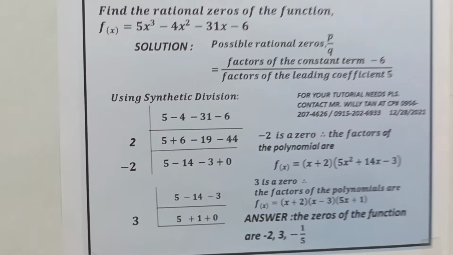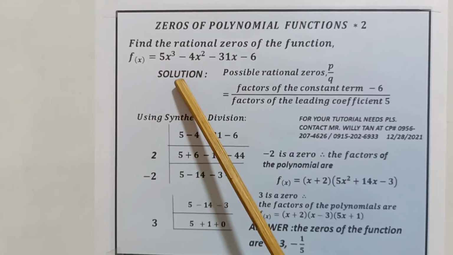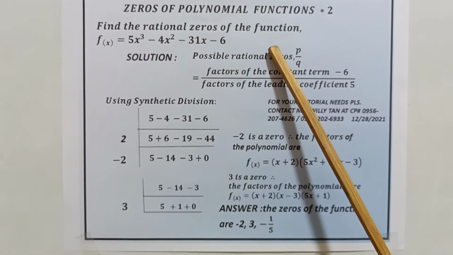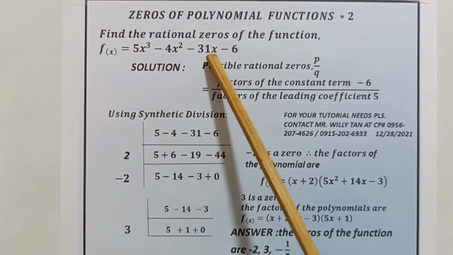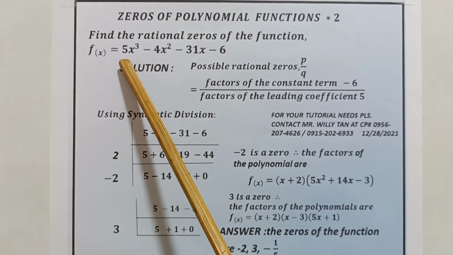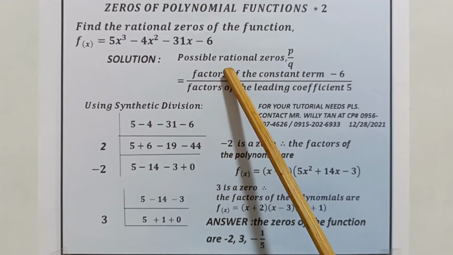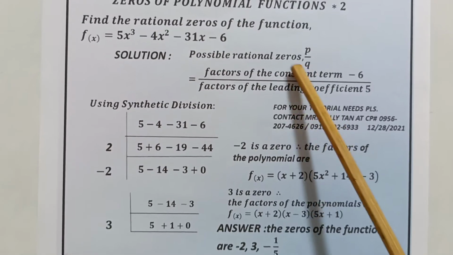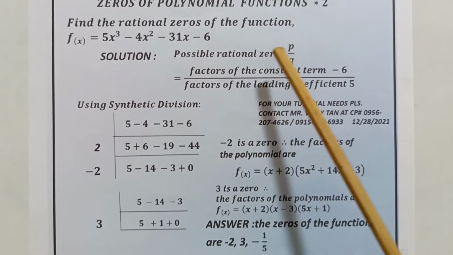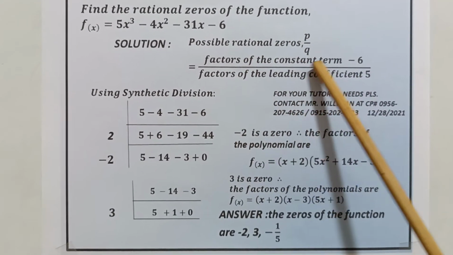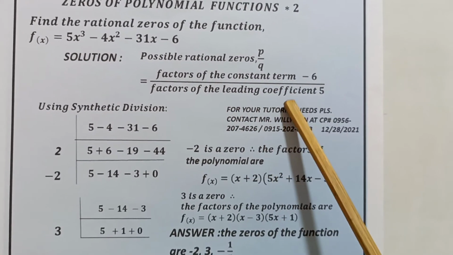Again, we are asked to find the rational zeros of the given polynomial f of x equals 5x cubed minus 4x squared minus 31x minus 6. Since the leading coefficient of this polynomial is not 1 but 5, we're making use of this relation here. The possible rational zeros are P over Q, where P are the factors of the constant term -6, and Q are the factors of the leading coefficient 5.